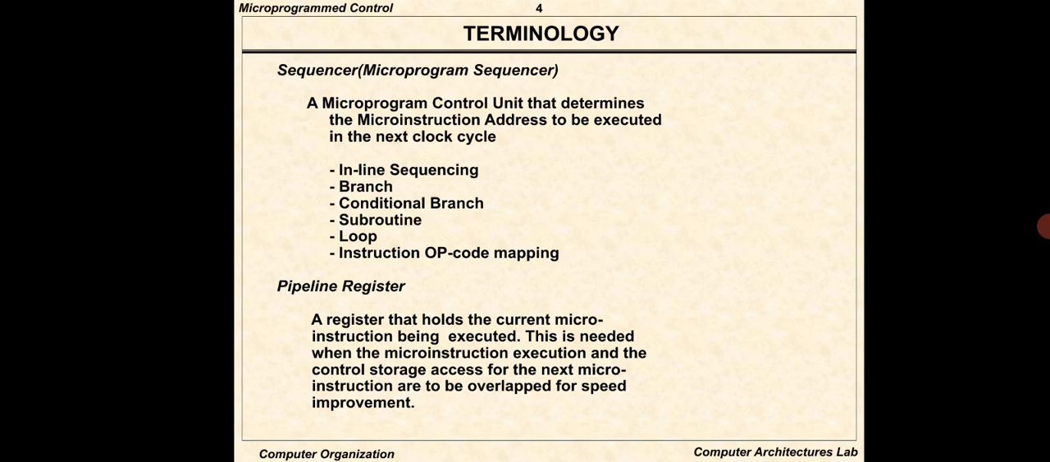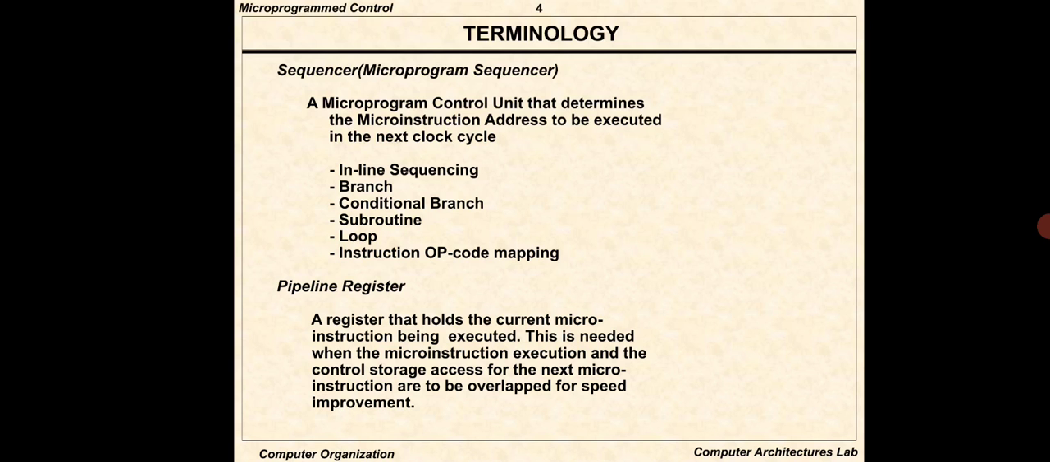And the next one is instruction opcode mapping. You will have an instruction, and in that instruction, what is the opcode? How you are going to map it? That is nothing but your sequencer. So these are the different sequences available in our microprogram control unit: inline sequencing, branch sequencing, conditional branch sequencing, subroutine sequencing, loop sequencing, and instruction opcode mapping sequencing.